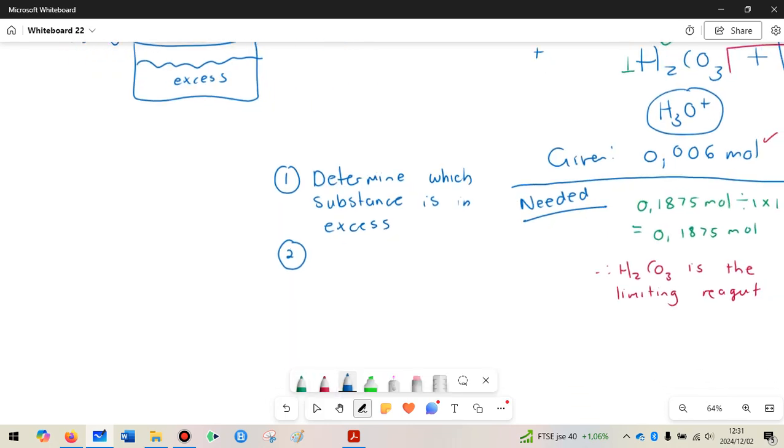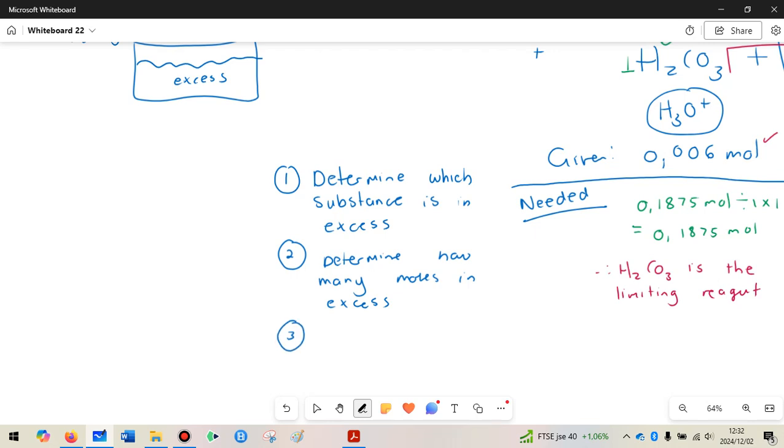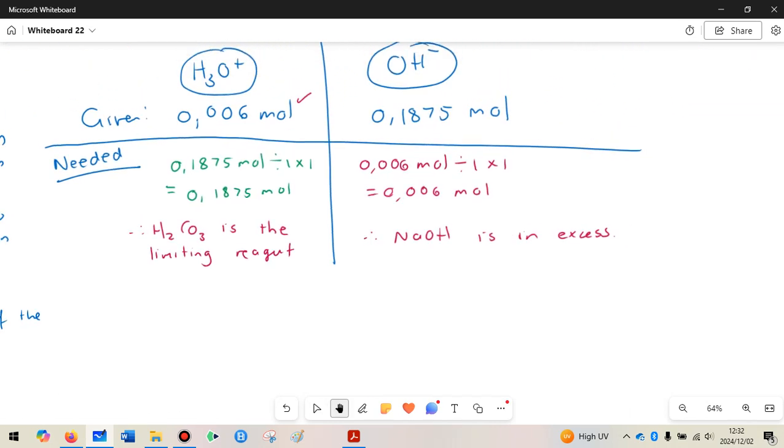So step 2 will be determine how much is in excess. Okay, I'm going to be specific, determine how many moles in excess. And since pH has to do with concentration, your step 3 is determine the concentration of the excess. And this is usually where people make their first mistake, so we're going to look very closely at that. Okay, so let's come back to that in a second. So let's now do exactly that.